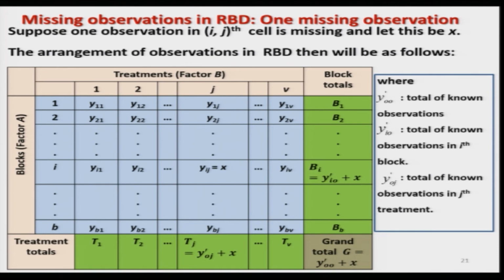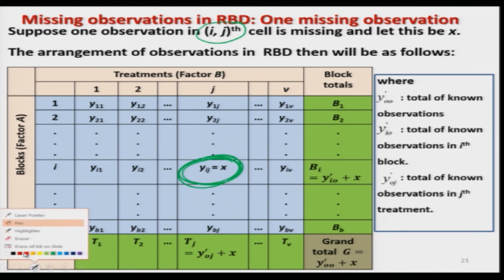So, suppose one value is missing, and we assume that the value in the ijth cell is missing. You can recall this two-way layout is the same layout that we had considered when we discussed the randomized block design. So, now you can see here I am writing y_ij is equal to x, which is the missing value. And you can recall that in the case of randomized block design, we had obtained the block totals, treatment totals, etc.